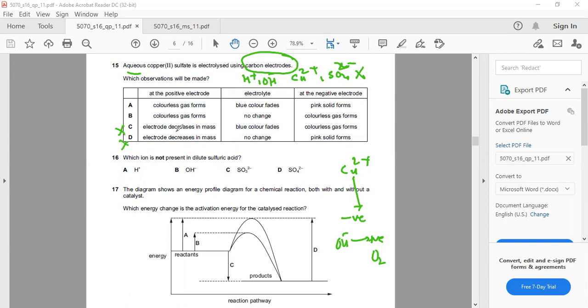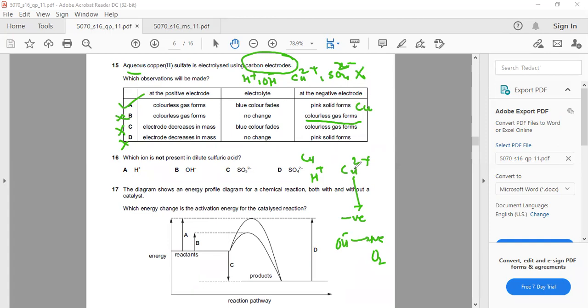So C and D are wrong because at the positive electrode, oxygen gas should be given out. So A and B are correct. Let's see A. Blue color fades, yes. Pink solid forms, which is copper, yes. B is wrong because a colorless gas forms at the cathode, wrong. Hydrogen is not formed. Copper will be discharged because copper is below hydrogen in the electrochemical series, the more appropriate word. So A is the answer.